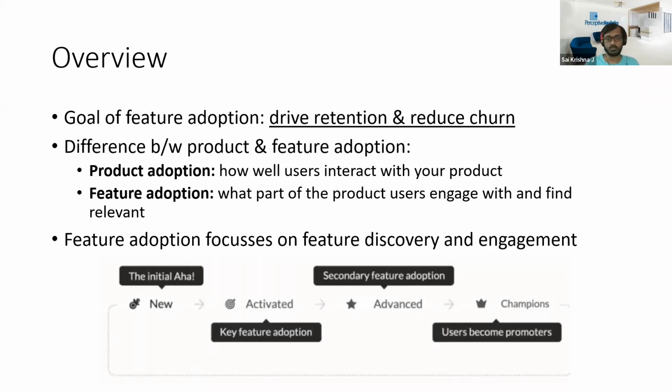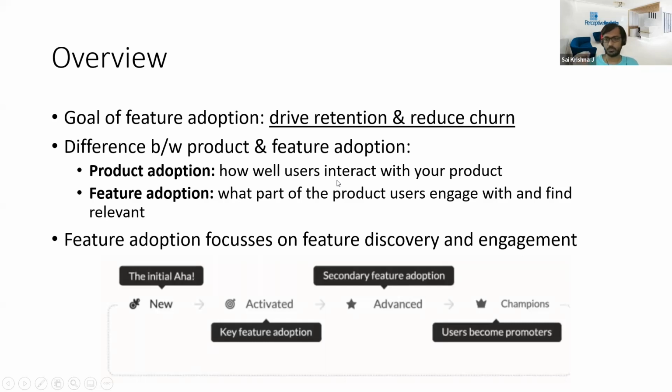There are two types of adoption in SaaS. One is what we call product adoption, and the other is feature adoption. Product adoption is how well users interact with your product. Feature adoption is about what part of the product users engage with and find relevant. So feature adoption deals specifically with certain features that you have introduced in the product, and it focuses on feature discovery and engagement.